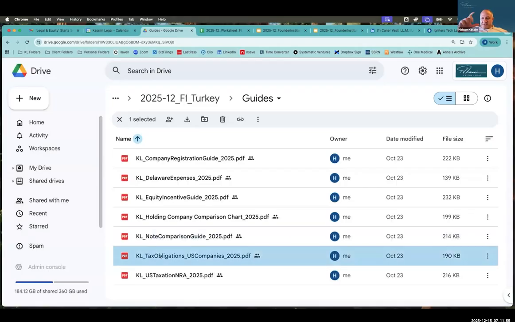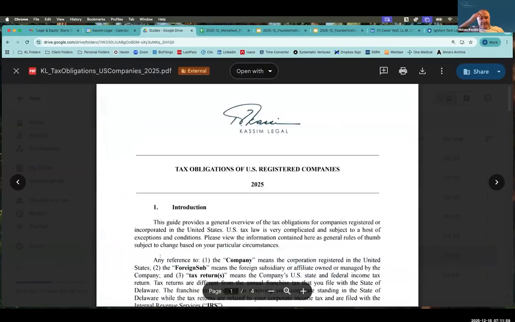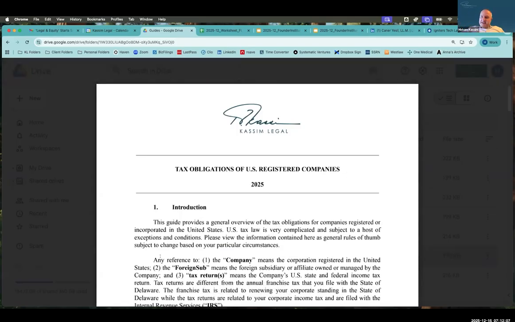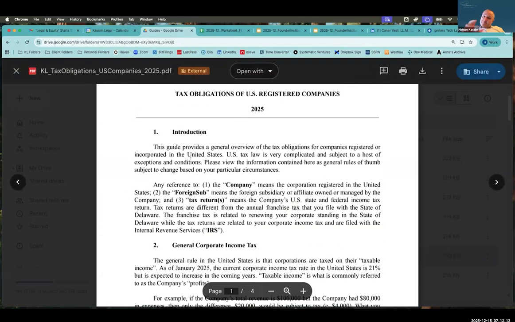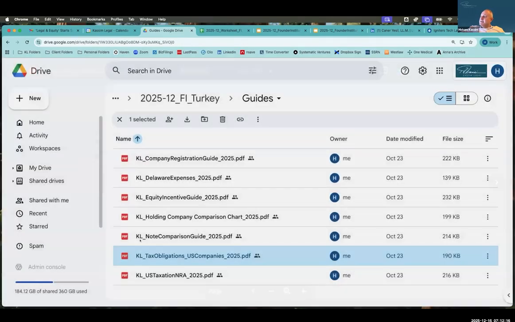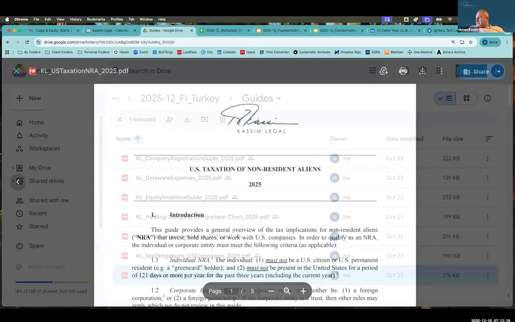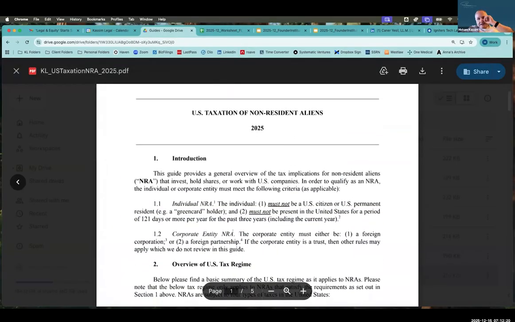And then we have some US specific tax guidance because I know even in Turkey, many startups still register in the US. So there are always US related tax questions. So we have one for the company, which is what US companies have to pay in terms of tax. And we have another one for investors in a US company and what are their obligations.